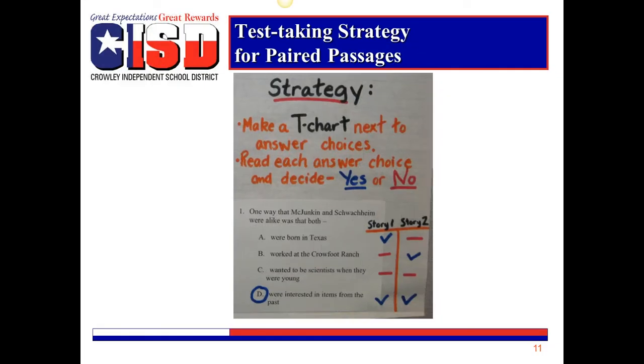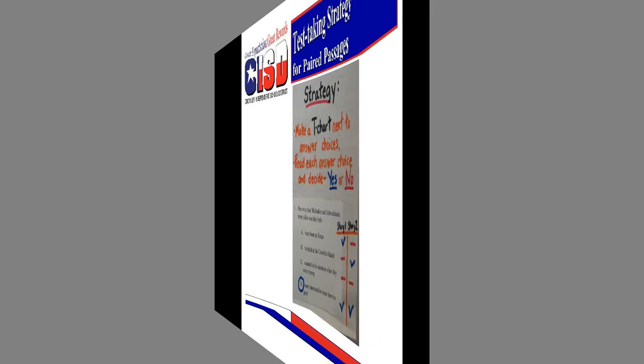Lastly, I want to share a simple test-taking strategy that students can use when they are answering questions to paired passages. This strategy facilitates the need for students to go back into the text to provide the text evidence. If students use this strategy effectively, along with active reading strategies, we hope to see improvements in our standards as well as the others.